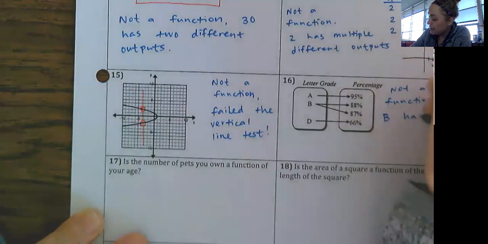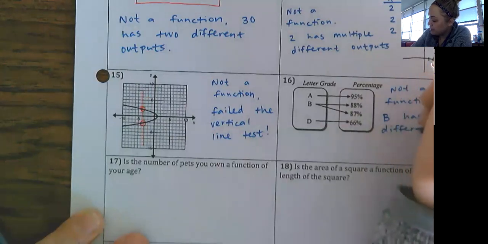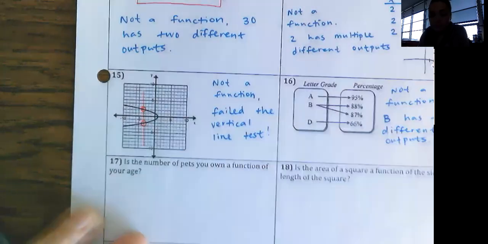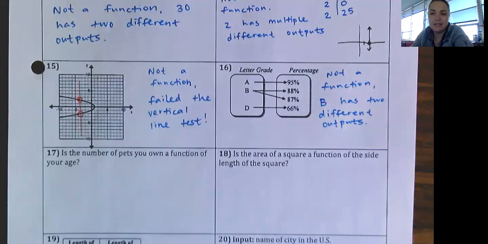B has 2 different outputs. B has 2 different outputs. Failed our definition of a function.